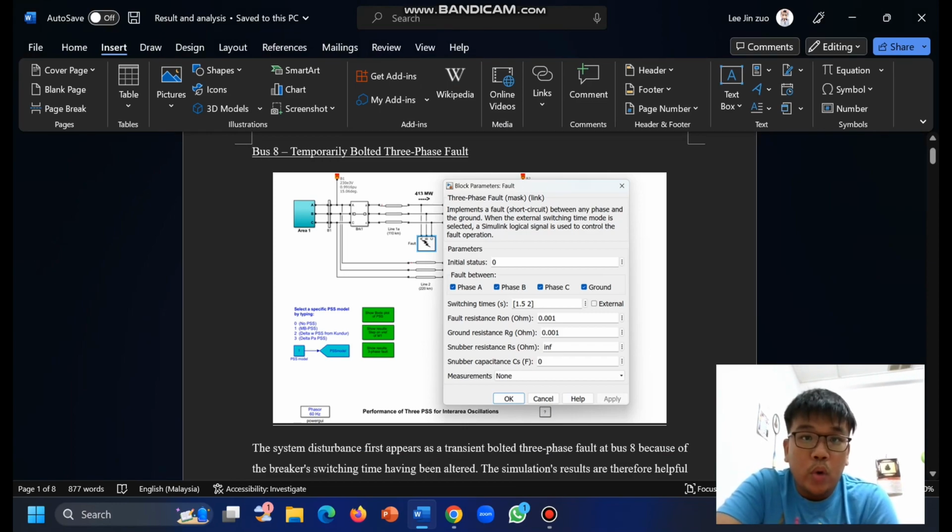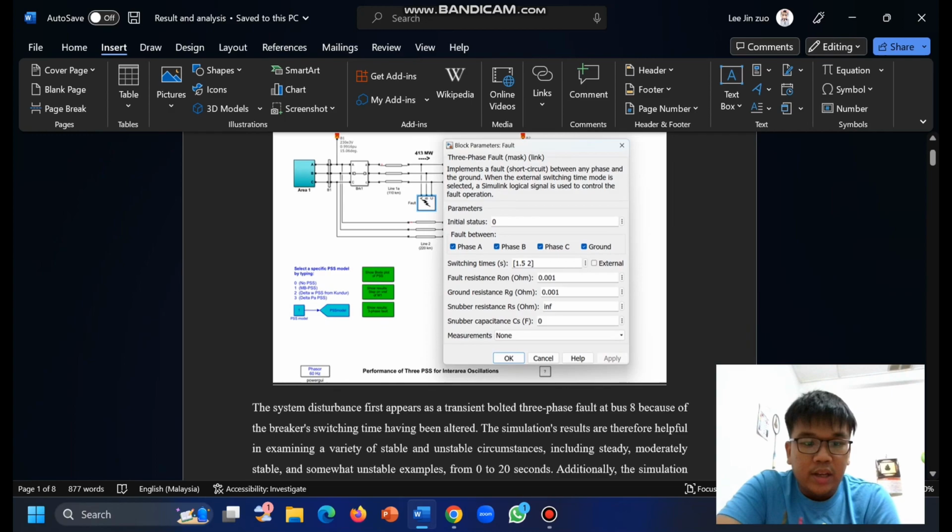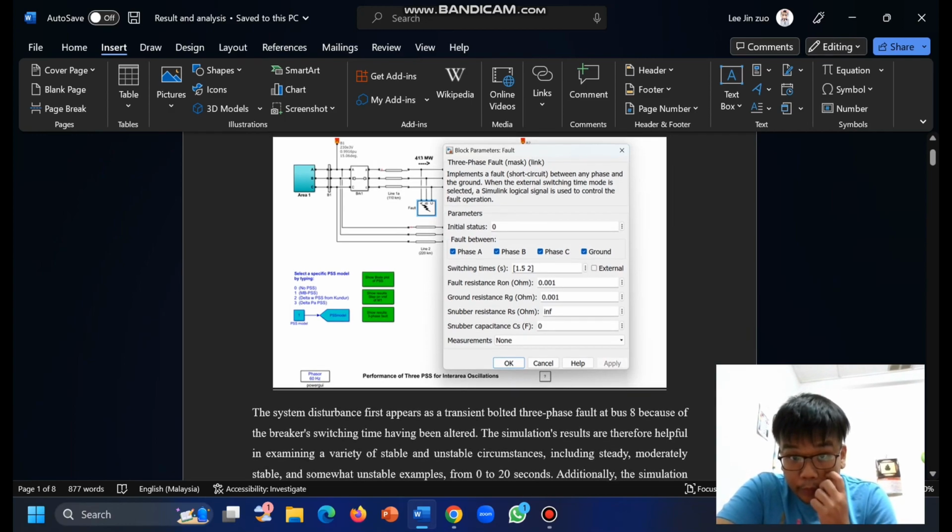My name is Lezin Zhou, and now I'm going to present the results and analysis part for exercise 3. The first one is about the bus 8 temporary 3-phase fault, and here are the block parameters for the fault.